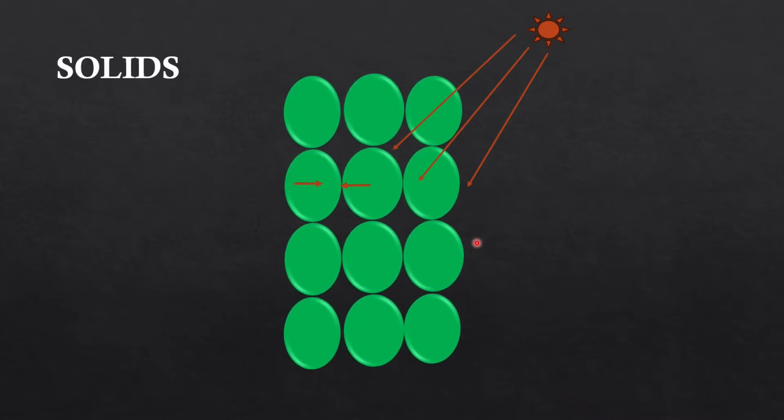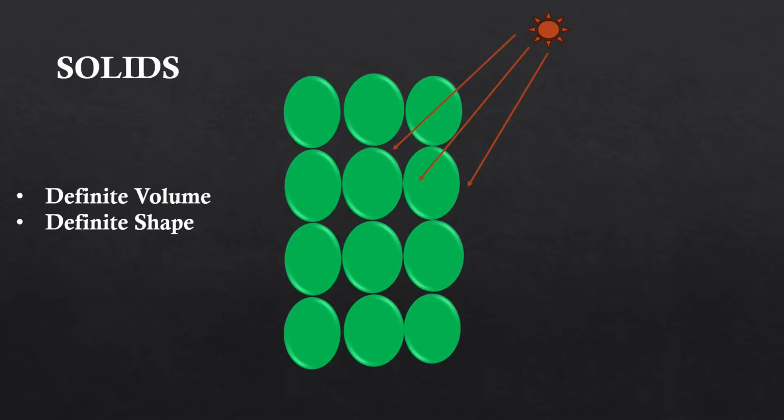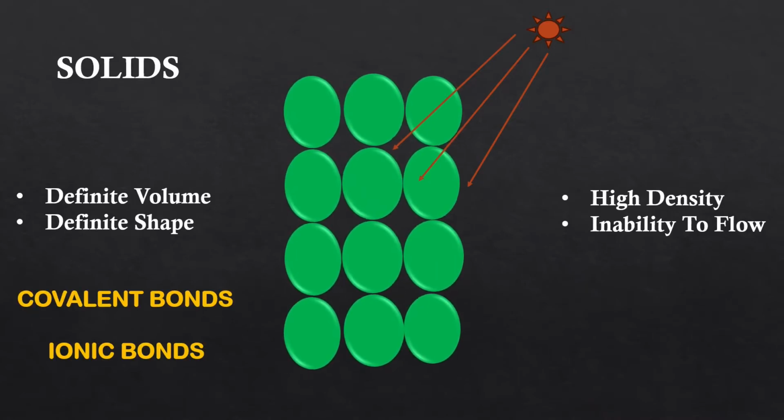This is because of the strong forces of attraction that are networked across the crystal lattice. The particles are not free to move, and therefore solids have definite volume and definite shape. The other features of solids: generally they have high density and an inability to flow. The strong covalent bonds, and ionic bonds for ionic compounds, are the ones responsible for this.